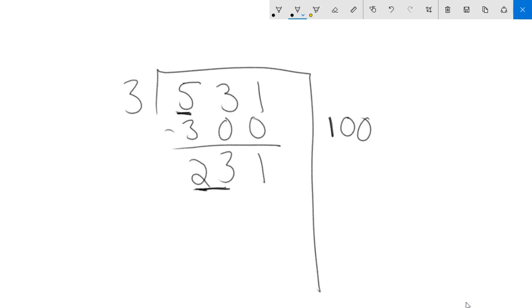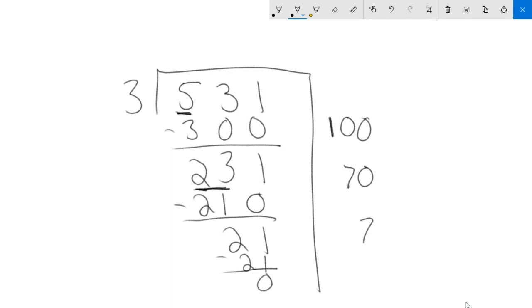Yeah. And if I know my facts, 3 times 7 would get me to 21, but I'm really trying to get to 231, so I could make this 210 by actually multiplying by 70. 70 times 3 is 210. I do my subtraction here. I have 21 left. That works out great because I already know what 3 times 7 is. 3 times 7 is 21. So when I do that subtraction, 0 left over.